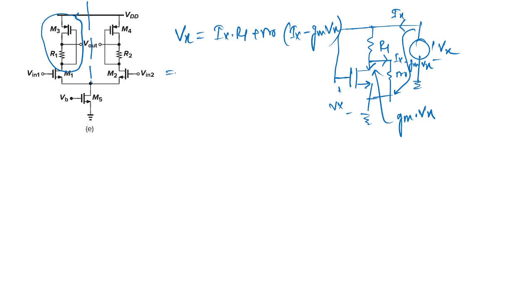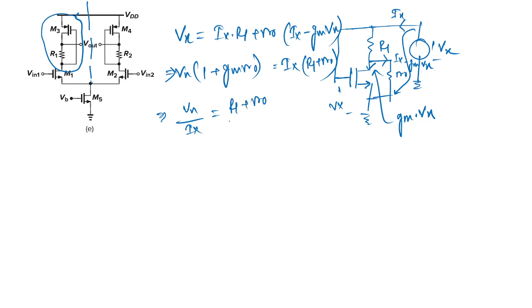Now just take Vx as common. This will be 1 plus GM RO. If you take Ix common, this comes as R1 plus R0. So Vx by Ix is equal to (R1 plus RO) divided by (1 plus GM RO). I am writing this as R out.